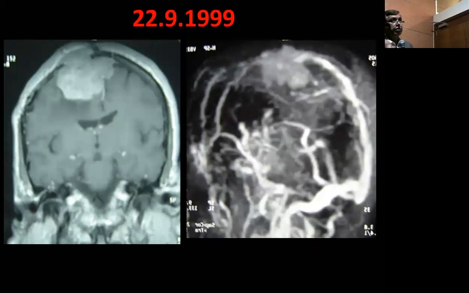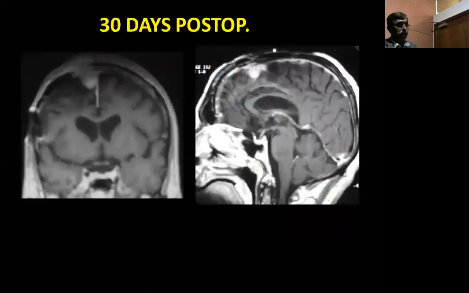Okay, so this is 22nd of September 1999. 30 days later, tumor is still there. As for the operation, it's nonsense. So what should you do? Send them for radiotherapy. It is the escapism of neurosurgeons: radiotherapy, and a shunt, and gamma knife.